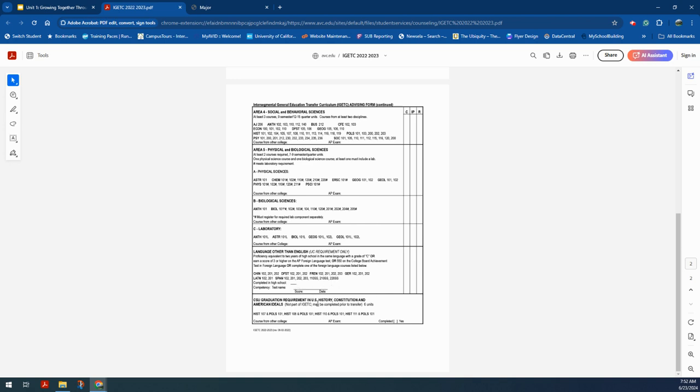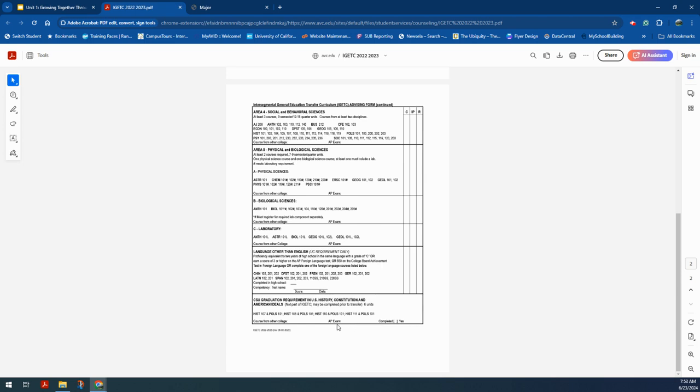CSU graduation requirement in U.S. History, Constitution, and American Ideals. It's not part of the IGETC, but it may be completed prior to transfer. This is 6 units. So you would take a History 107 and a Political Science. Your high school classes do not count. This is IGETC. This is college. It's different. History 108 and Political Science is a different way you can do this. History 110 and Political Science is another different way, and so on.